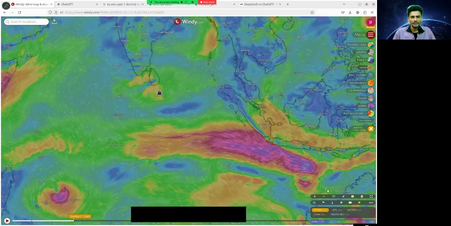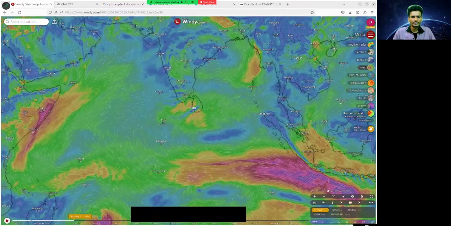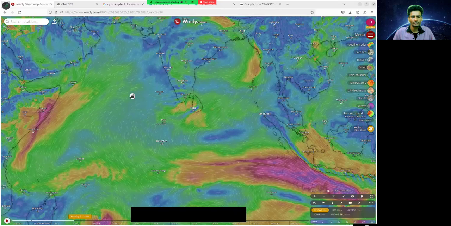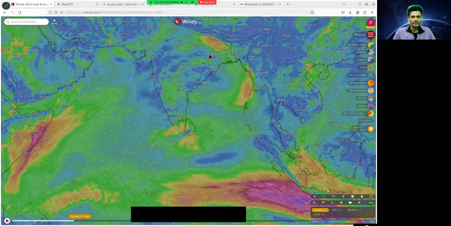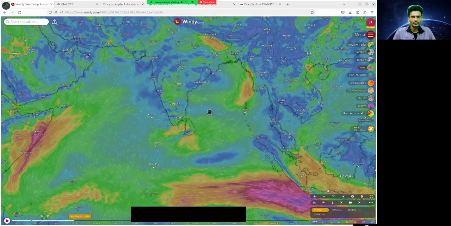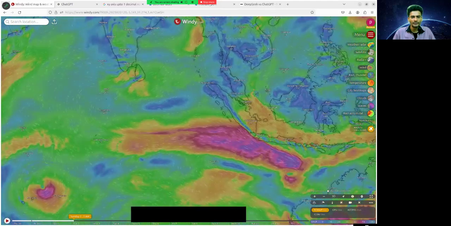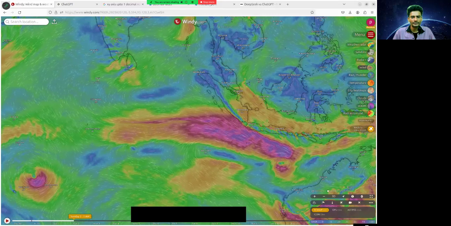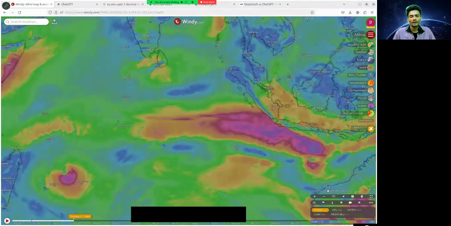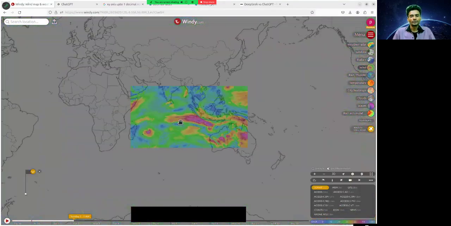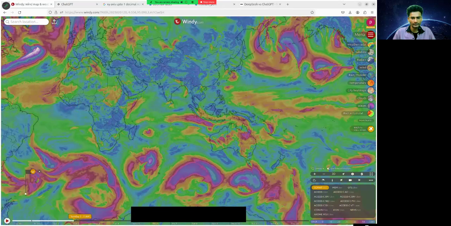We can also clearly see this cross-equatorial flow to the south, which starts from India and moves outwards along the anticyclone and finally meets the Australian region and the southern Indian Ocean. So this is the typical behavior of the winds over the Indian region as of now.